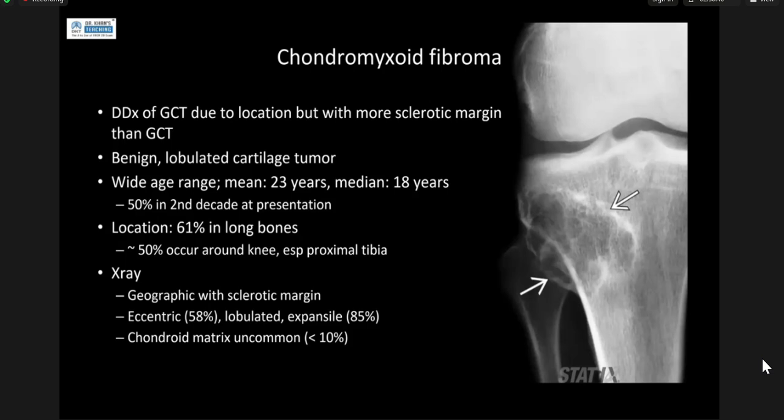So you tend to see these predominantly within the second decade of life. And here you can see a geographic lesion, a lobulated lesion with a sclerotic margin. They tend to be eccentric and expansile, but you don't tend to see that chondroid matrix. The name is a little bit of a misnomer, actually, so they tend to be predominantly lucent with that lobulated, bubbly appearance.